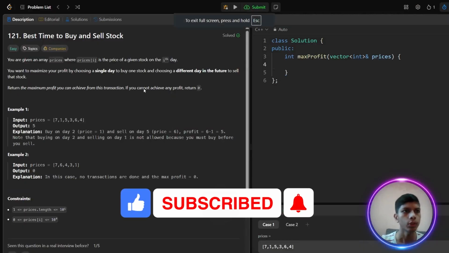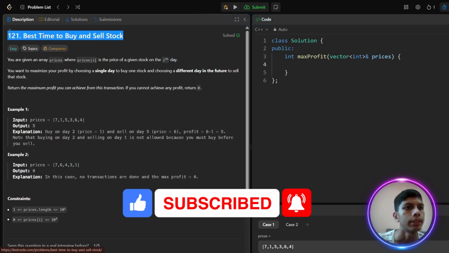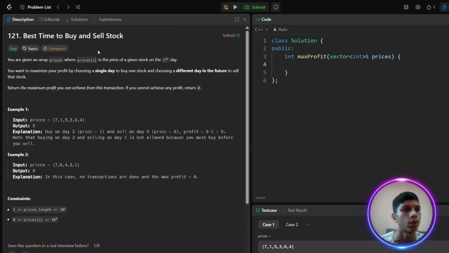So today we are going to do LeetCode 121, Best Time to Buy and Sell Stock, which is tagged as easy, and literally it is very easy. You are given an array prices where prices[i] is the price of a given stock on the ith day. So we are given a prices array in which there are prices of the stocks on the ith days.